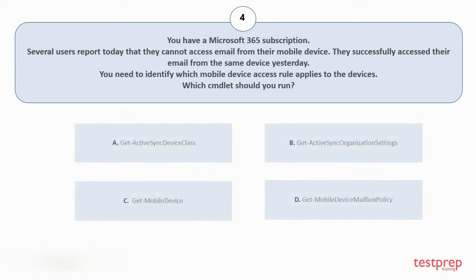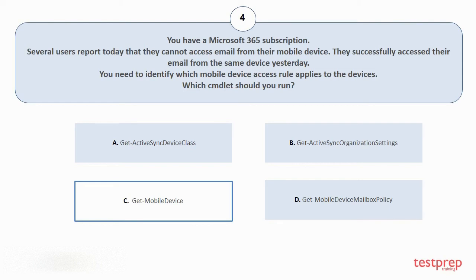Your options are A. Get-ActiveSyncDeviceClass. B. Get-ActiveSyncOrganizationSettings. C. Get-MobileDevice. D. Get-MobileDeviceMailboxPolicy. The correct answer is option C.